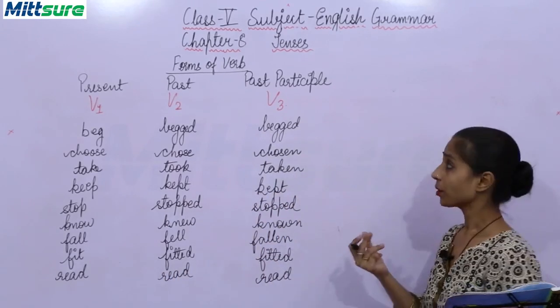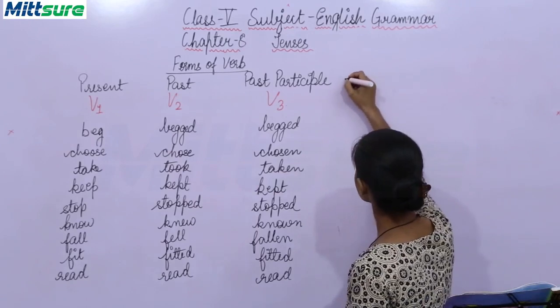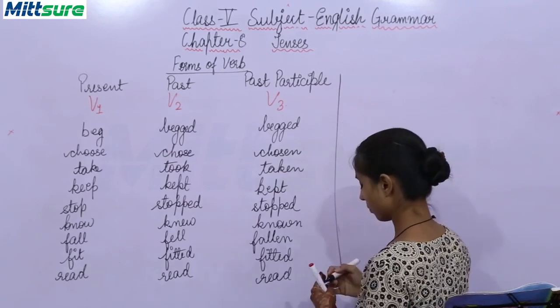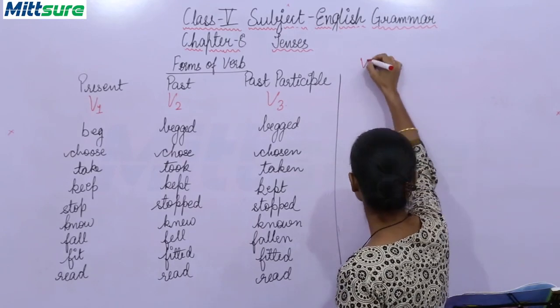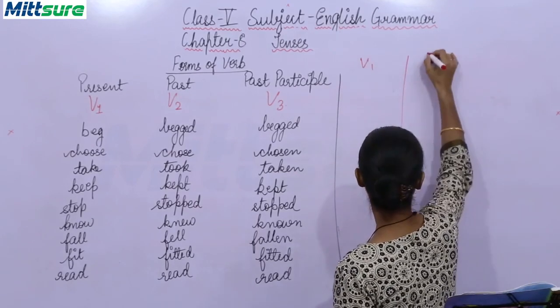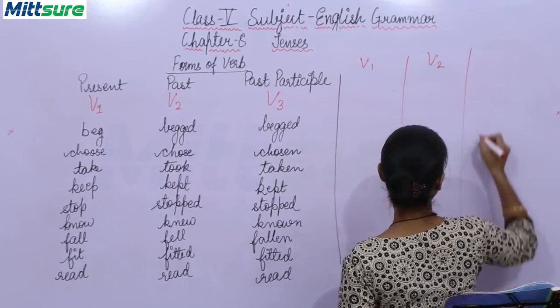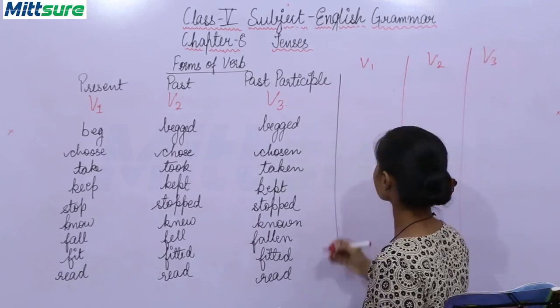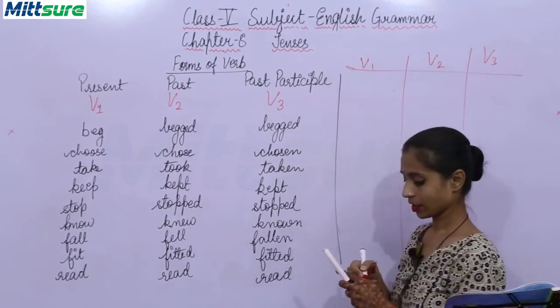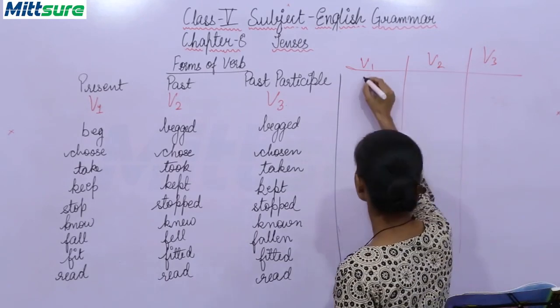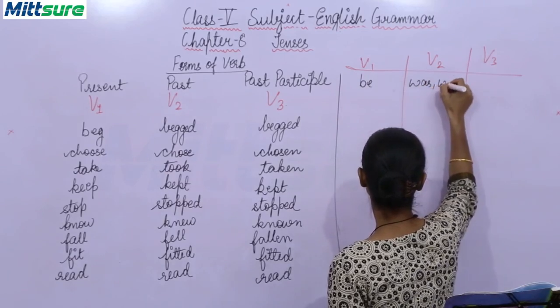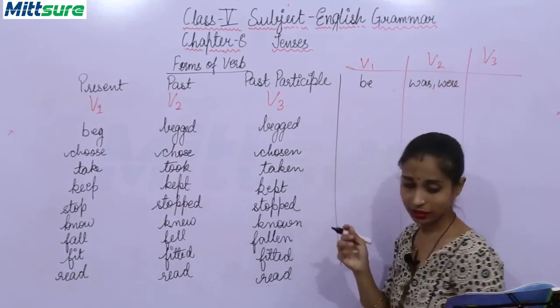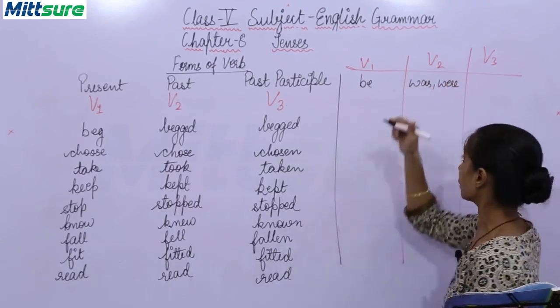Then, be. Here also I am dividing the forms of verb, first form, second form, third form. All right. Be, was, were, and been.